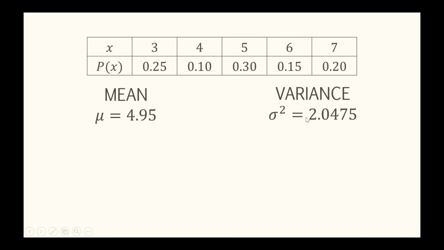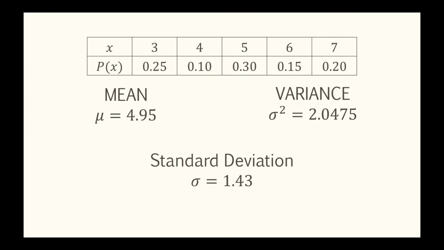Variance, that is equal to 2.0475. Through the standard deviation, we can now determine on how far or on how spread the score x to the mean or from the mean. That is 1.43.